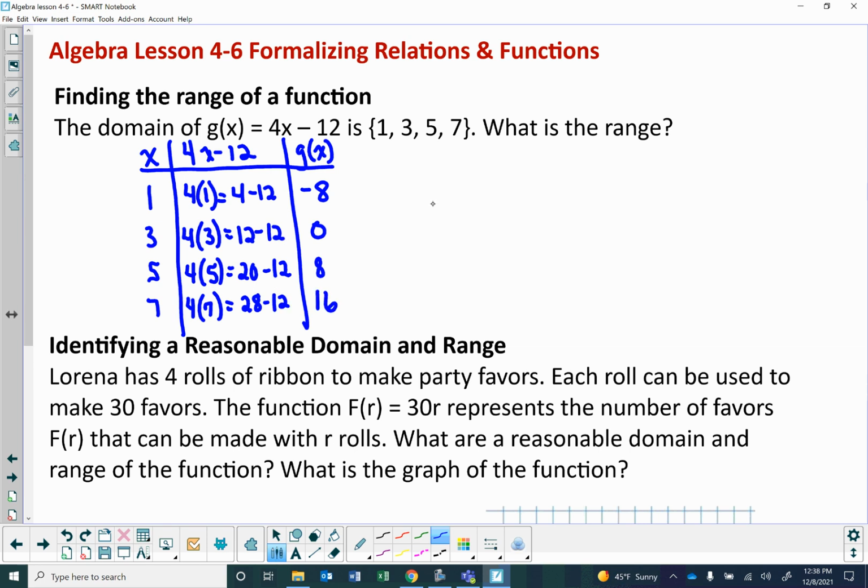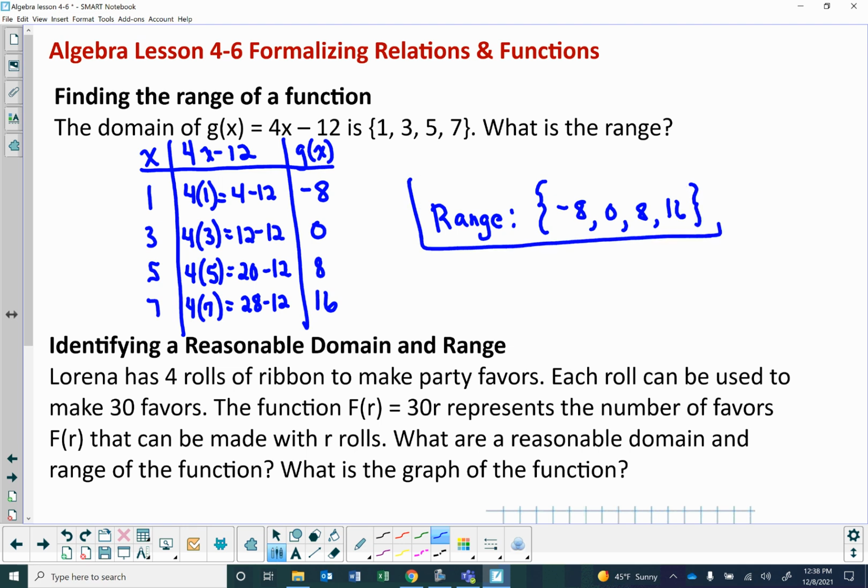So my range then is all of the values I got for g of x, because remember, it's the output. The input was 1, 3, 5, 7. My output is going to be my range. Remember, we list them from smallest to largest, and luckily for us, they're in that order when we put them in our table. So we have negative 8, 0, 8, 16. That is the range of this particular problem. Now, you could have done this separately as 4 different problems. I just like putting it in a table because it's so much easier for me to get all my answers in a neat and tidy format.